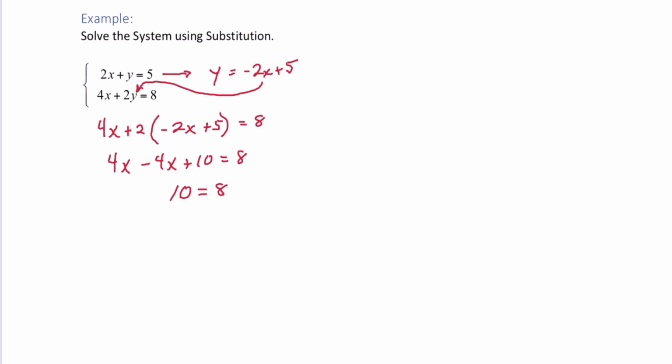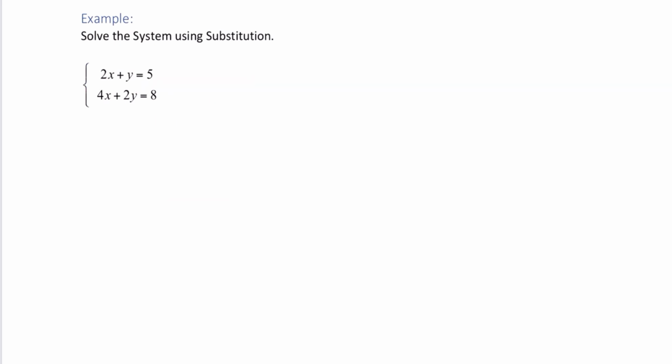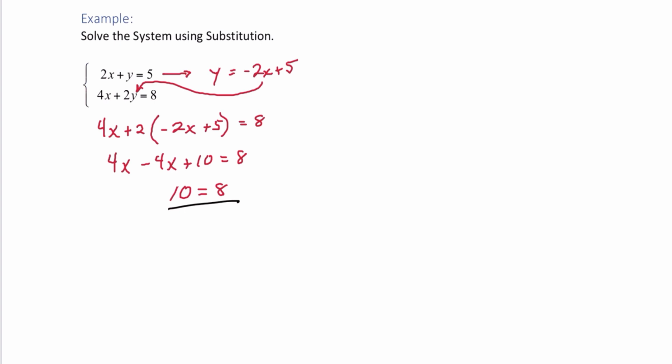Notice that both variables disappeared. If that ever happens, you're going to be left with a statement. That statement is either true or false. In this case, 10 equals 8 is a very false statement. So the answer is simply no solution. If we graph these, you would notice that they are parallel lines.